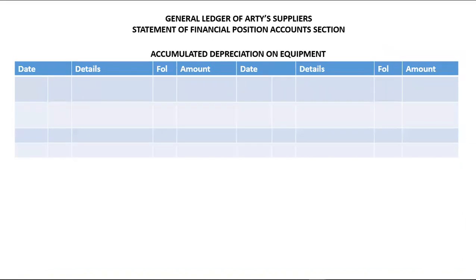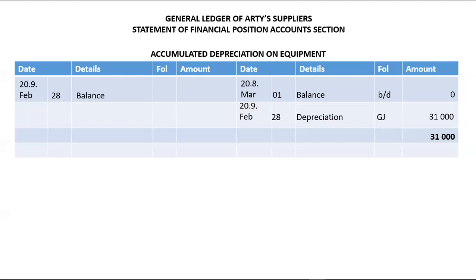Accumulated depreciation on equipment goes up on the credit side. So we're going to have a balance at the beginning of the year of zero. Current year depreciation was 31,000, which will be the balance carried down. We carry it down to the beginning of the following financial year, and that will be the new accumulated depreciation when we start the new financial year.